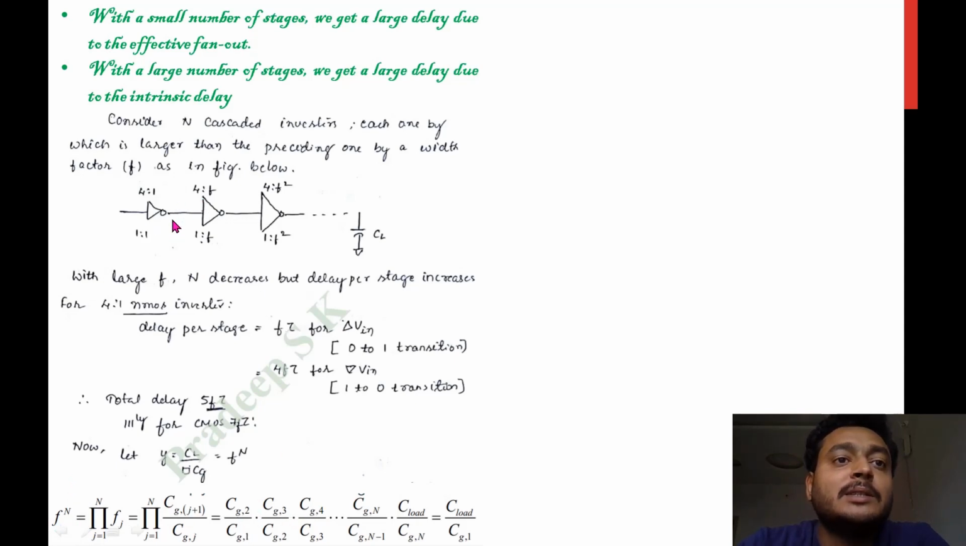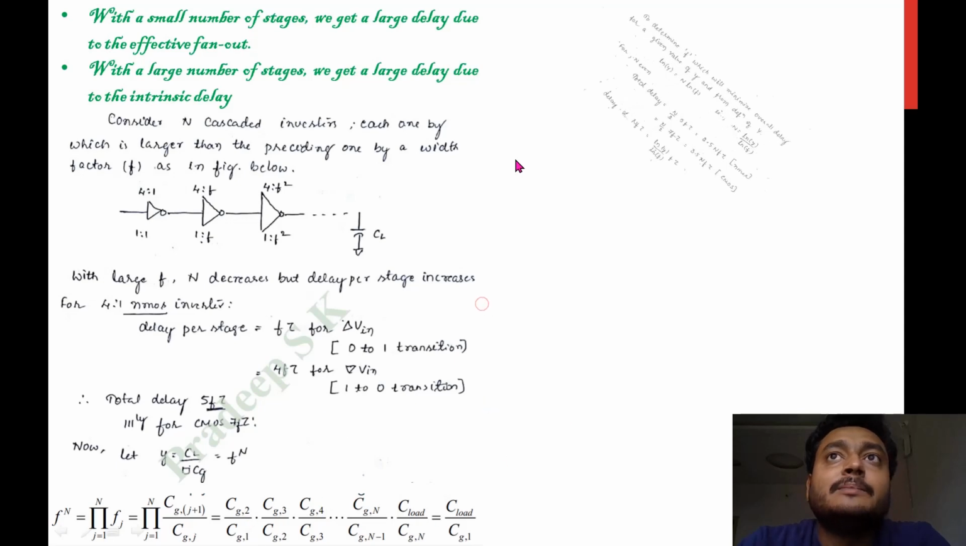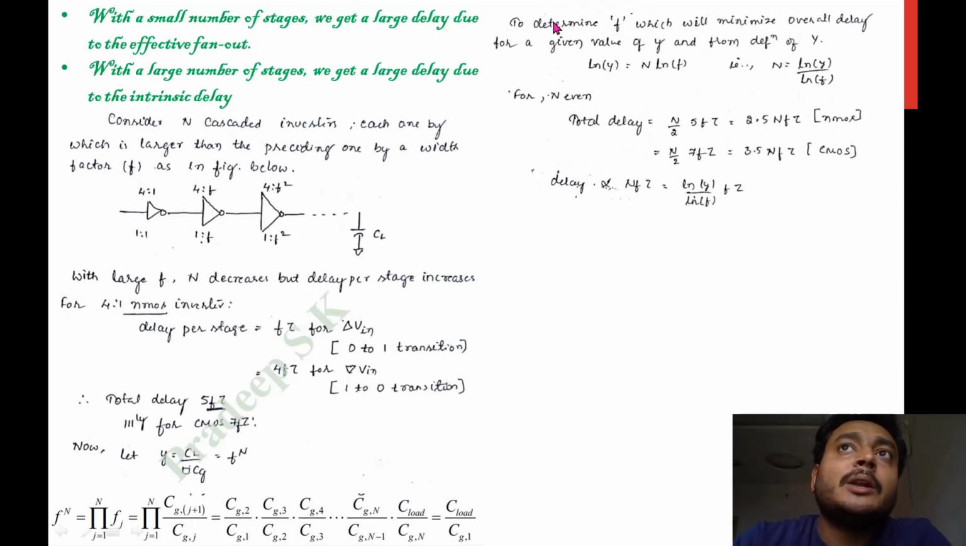So the load capacitance here is given by the gate capacitance of this and the load, so those ratios you're going to have, g1, g2, something like that. And to determine what value of n is going to give you the minimum delay, that can be taken from the definition y equals f to the power of n. Taking the natural logarithm, ln of y equals n into ln of f. So the n value becomes logarithm of y divided by logarithm of f.